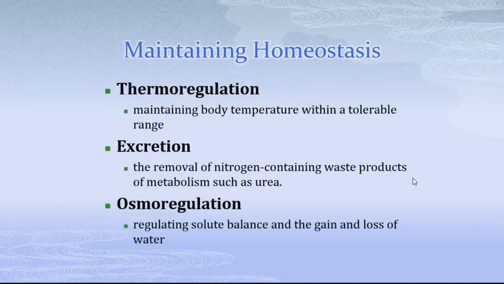Now remember, there were three areas where we were talking about maintaining homeostasis. That is thermoregulation, which we talked about. That was body temperature. And then there's excretion and osmoregulation. Those are the things we're going to talk about today, okay? So excretion is the removal of waste products, and osmoregulation is maintaining the appropriate solute balance.